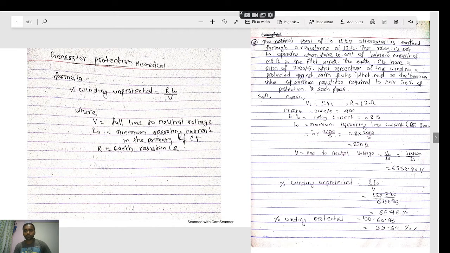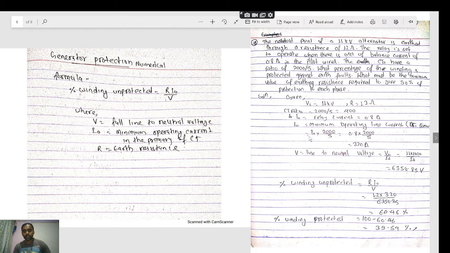In the first part, we have to determine what percent of the winding is protected against earth fault, and in the second part, we have to determine the value of earthing resistance to give 90% protection. So for the first part, given line voltage VL equals 11 kV, earth resistance R equals 12 ohm, CT ratio equals 2000:5, that is 400. Small i naught equals the relay current on the secondary side of the CT, equals 0.8 ampere. I naught equals the minimum operating line current on the CT primary.